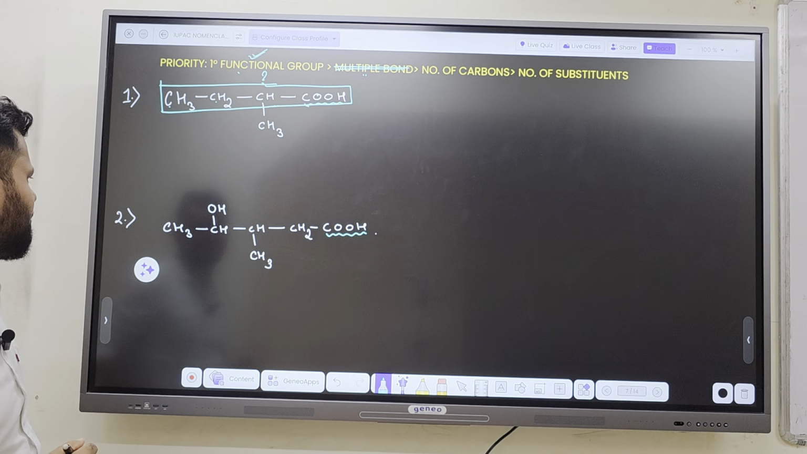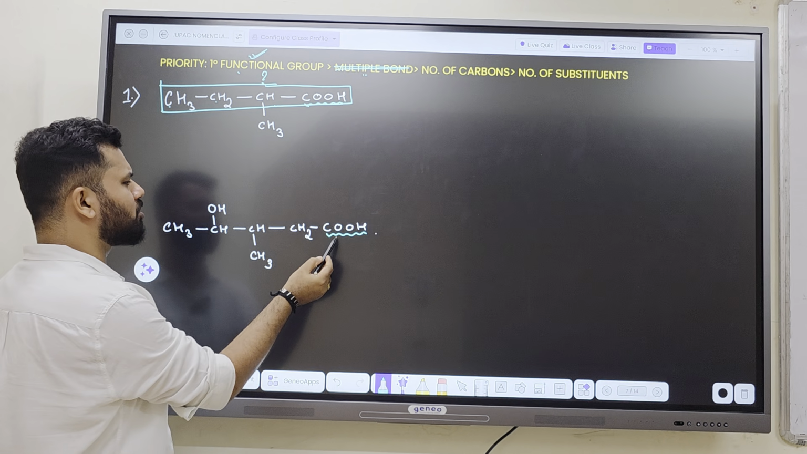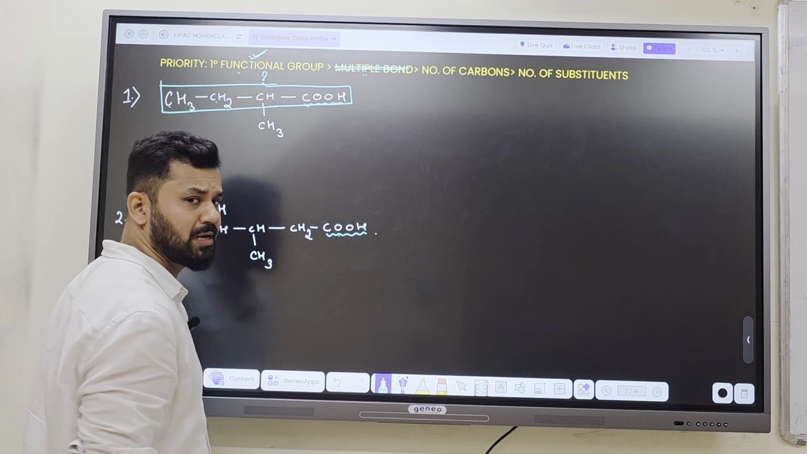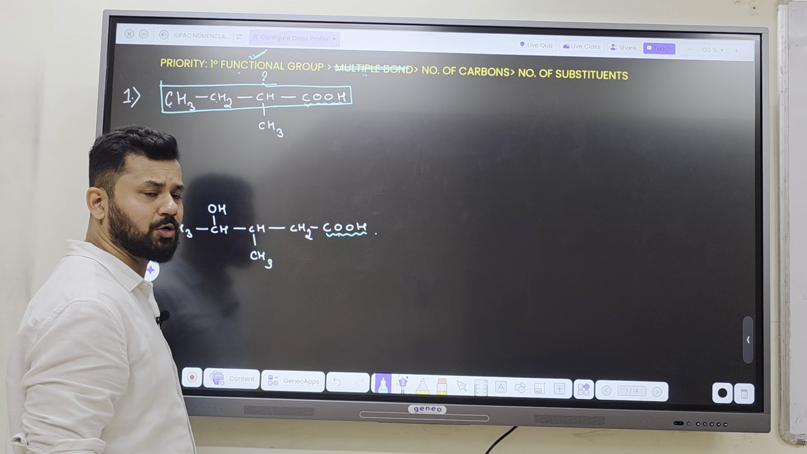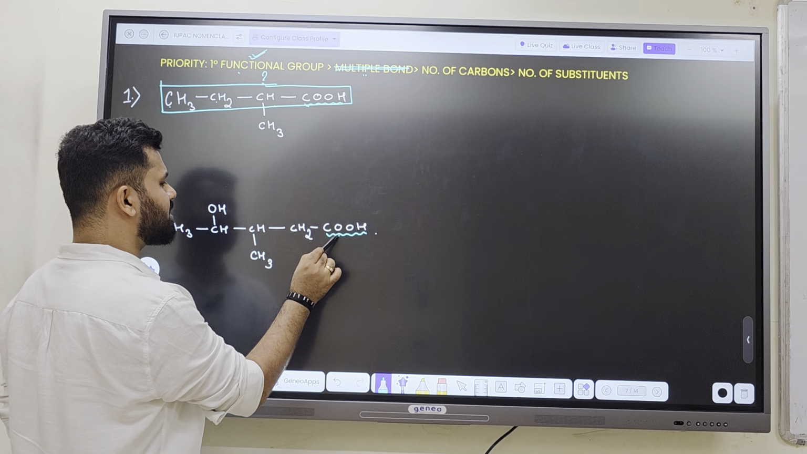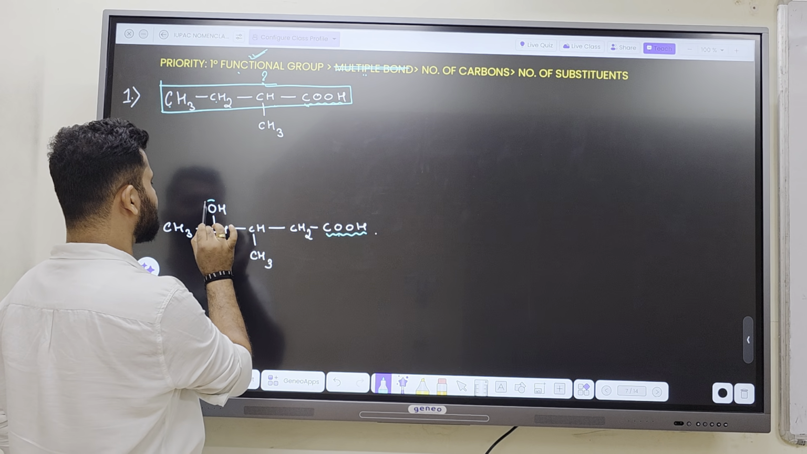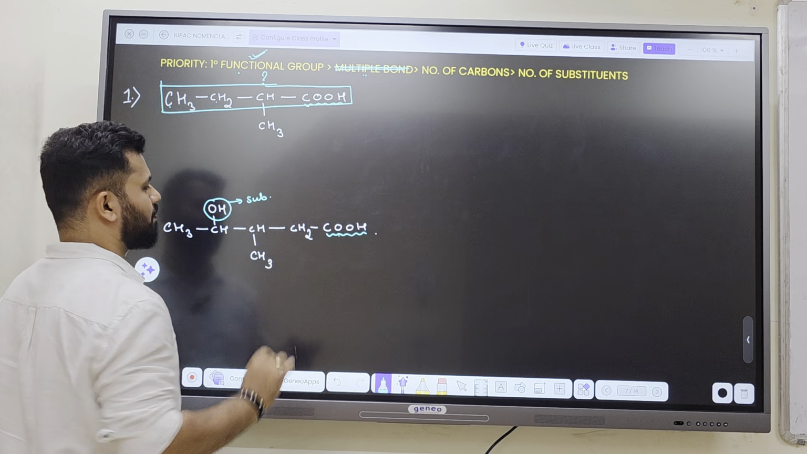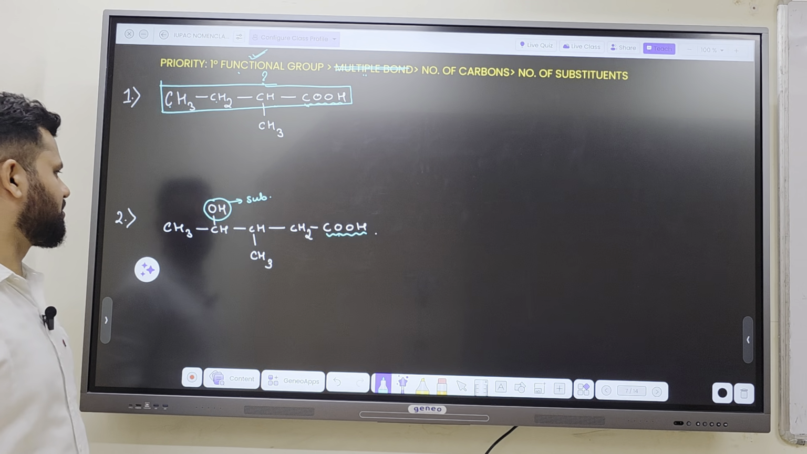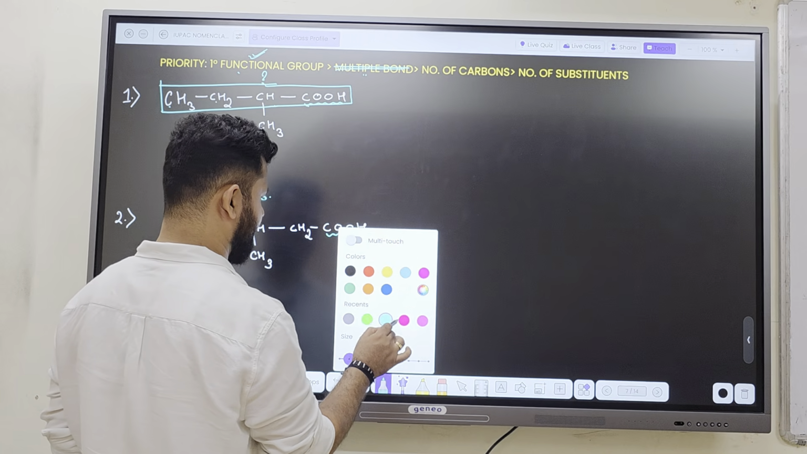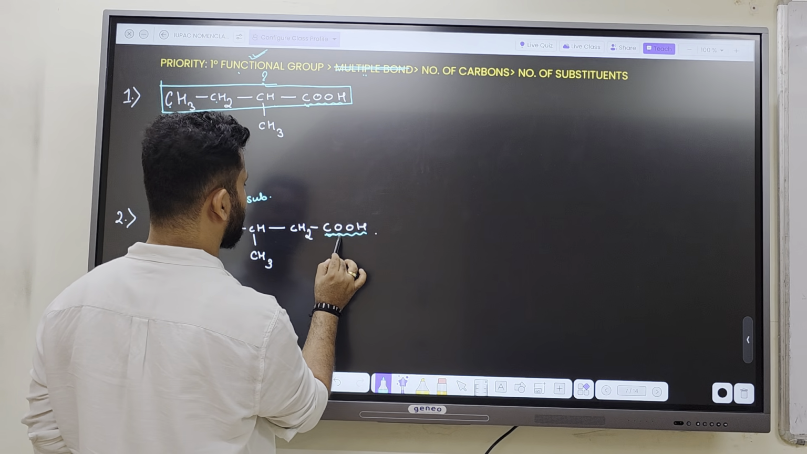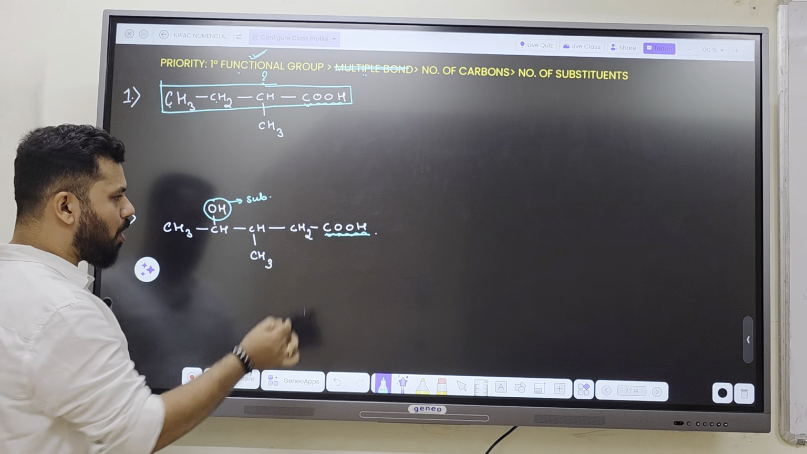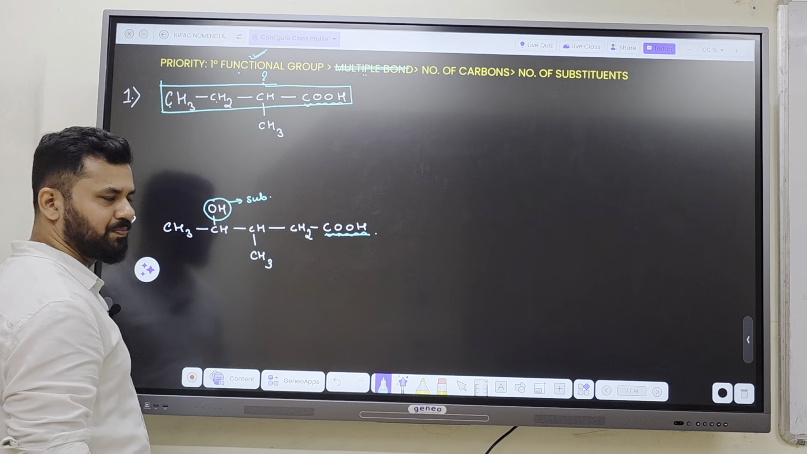Let us move to the second example. Sir, I have two functional groups, COOH and OH. Already told you that COOH is your primary functional group. The moment you decided this is your primary functional group, this guy becomes your substituent. Now, that means I have to include this carbon. That is, from this end, I could go straight, or from this end, I could come down.